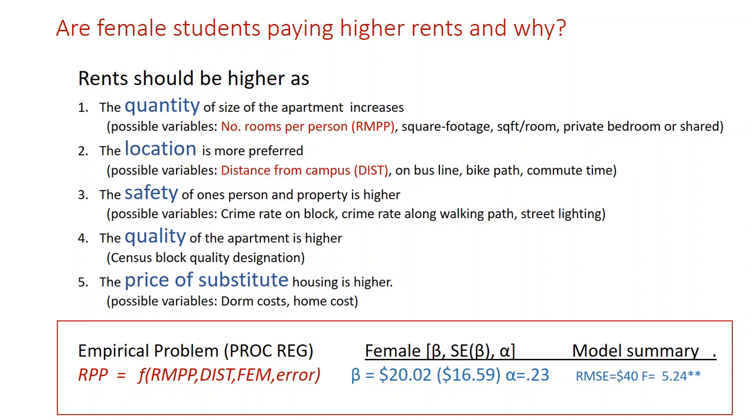The standard error is so large that 20 is not easily rejected from being zero. So the effect of being female is, for all practical purposes, zero from what we get in our data. That $20 does just not hold up in a statistically significant way. But the model overall, the root mean square error, is $40, and the F, the test of whether all three of those parameters are jointly zero, that is our MPP, DIST, and FEM, that test says those three variables are highly significant. An F of 5 is very, very significant in this sample size. So we have a good model, but females do not pay a rent premium.